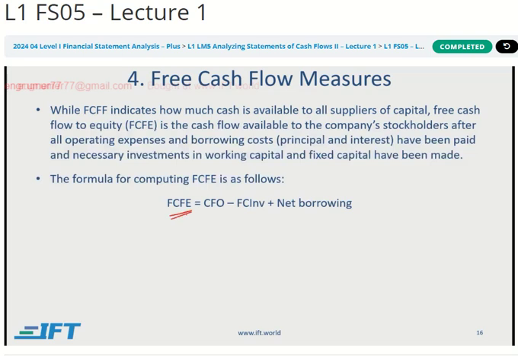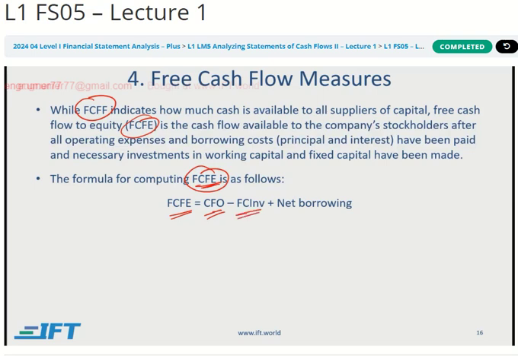Now CFCFE. So you're starting with CFO, you're not adding back the interest. Why? Because when we were calculating FCFF, that was free cash flow to the entire firm, which included providers of debt. But now we are calculating FCFE, so we will not add back the interest over here because that interest has already been paid, assumed to be paid to the providers of debt, and then whatever is left for the providers of equity is what we are calculating. So hence we are not adding back the interest over here.